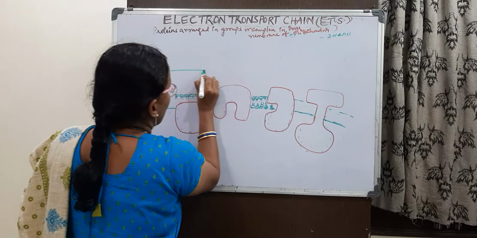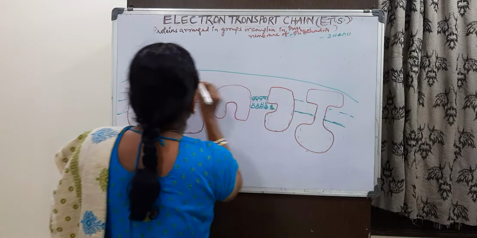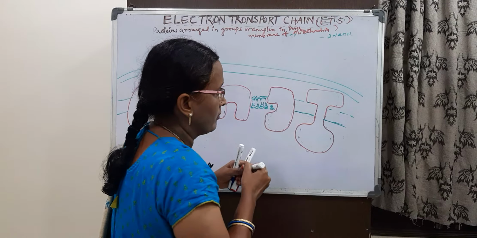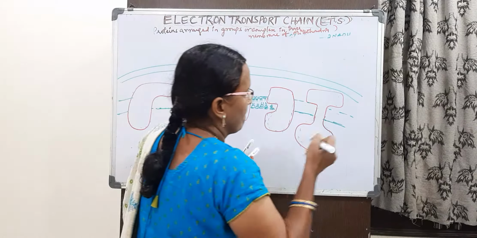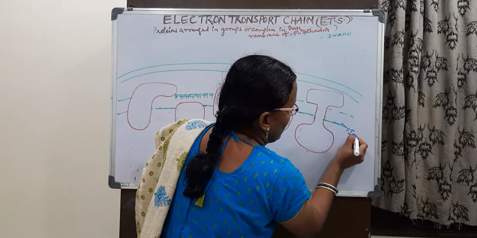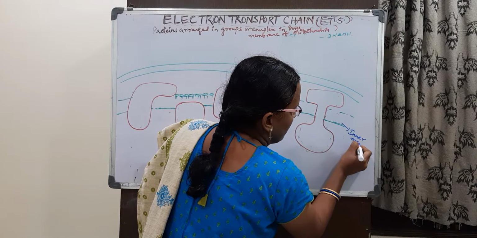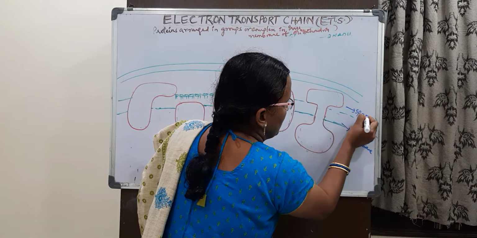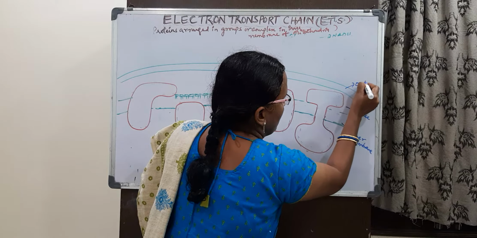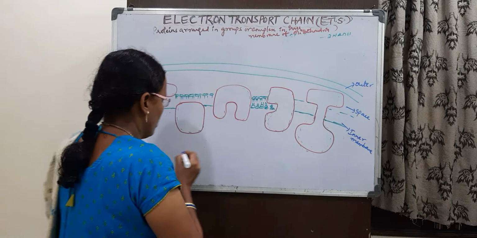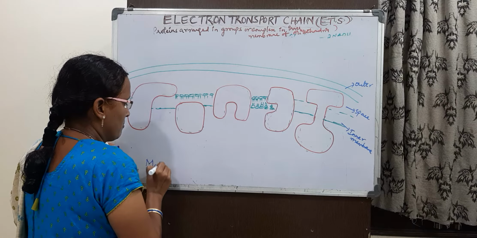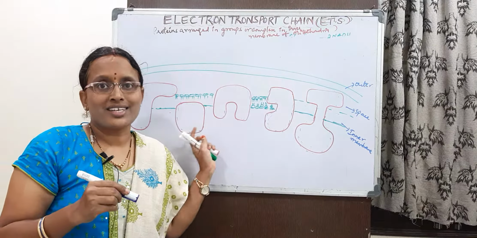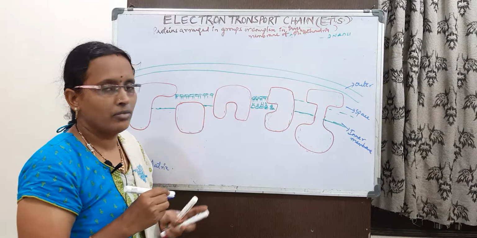The next is the outer membrane. Inner membrane, intermembrane space, mitochondrial space, and outer membrane. This is the matrix. This is the structure of the inner membrane.